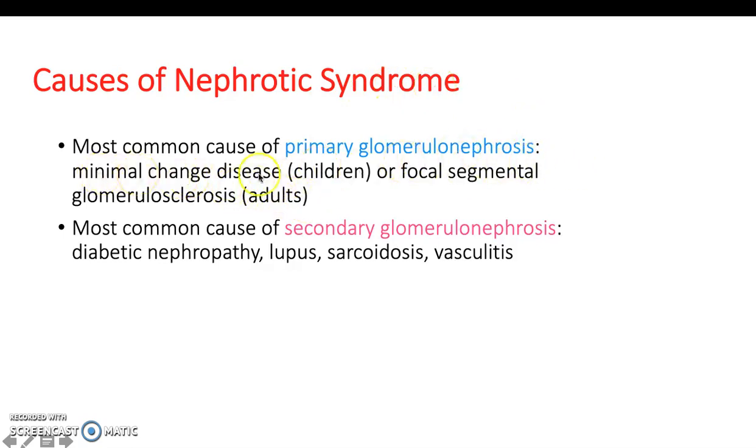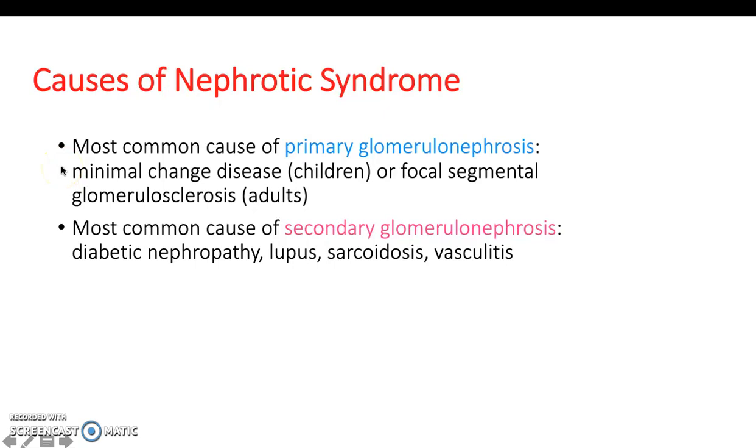The most common cause of primary nephrotic syndrome is minimal change disease, and this presents in children. So you'll be thinking about this differential if it's a child presenting. This is different to the most common cause of primary nephrotic syndrome in adults, which is focal segmental glomerulosclerosis. Minimal change disease is when the changes are so small they can only be seen with an electron microscope, and it's considered idiopathic for the moment. They're not really sure what causes it.